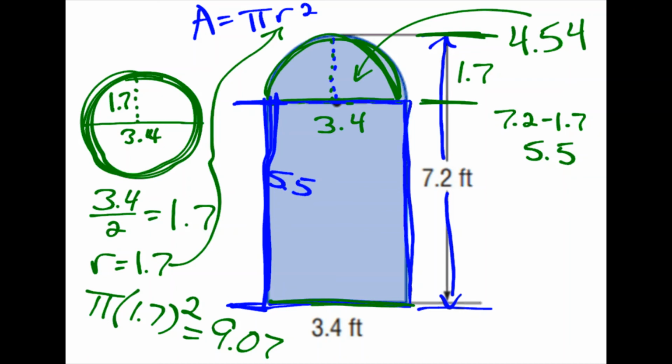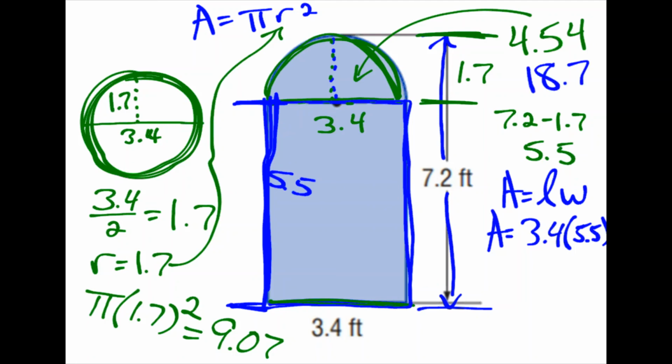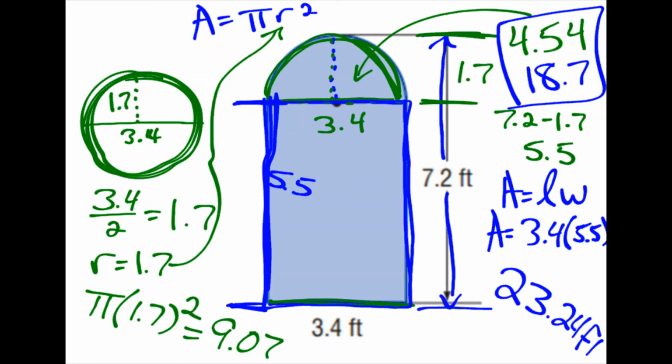3.4 times 5.5. The area of a rectangle is length times width, so I'm going to do 3.4 times 5.5. That gives me 18.7. Now I'm going to put those two numbers together. I have a half circle plus the rectangle, which gives me a total of 23.24 feet squared. Again, since we're talking about area, we're talking about feet squared.